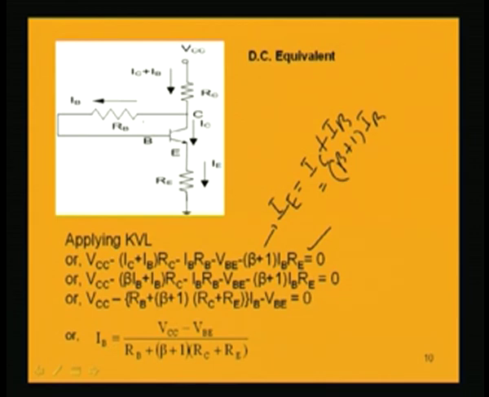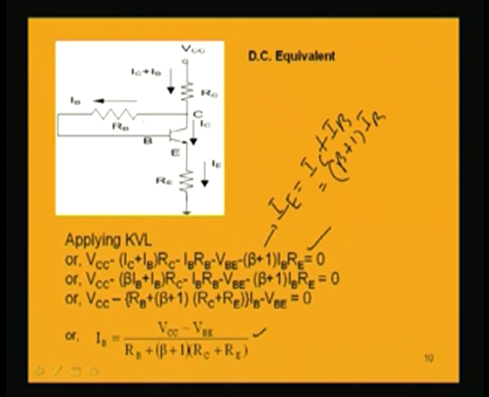After simplification, the first step is we have to write IC is equal to beta times IB. So, all the ICs we will be writing as beta times IB, then we get VCC minus (beta IB plus IB) into RC minus IB into RB minus VBE minus (beta plus 1) IB into RE is equal to 0, or VCC minus, taking IB common, IB times (RB plus (beta plus 1) into (RC plus RE)) minus VBE is equal to 0. So, the expression for IB is VCC minus VBE by RB plus (beta plus 1) into (RC plus RE).